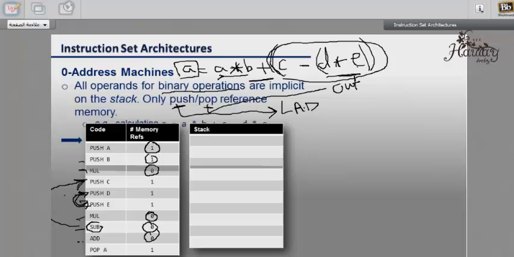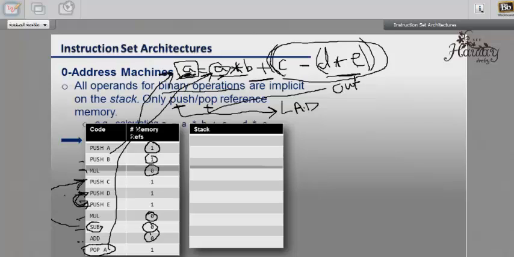So now we need to pop A, which means that we need to get the answer. This A is equivalent to this A, because this is a value that we need to load, but this is a destination value that we need to find. So we say pop A.